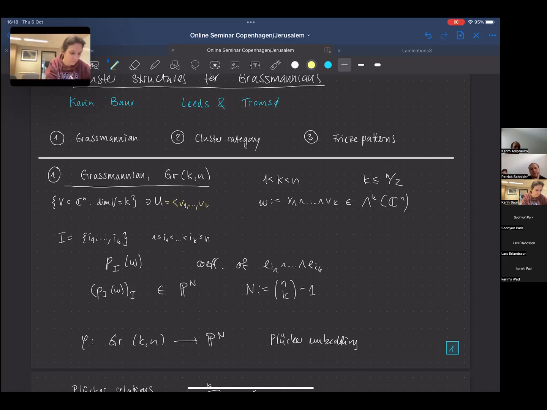Let's say v_1 up to v_k. And then I can form the exterior product of these vectors. Now I'm going to be in the wedge k of C^n. That depends on the choice of vectors v_1 up to v_k, but it's independent up to multiplication by C star. So the basis choice is not very important.